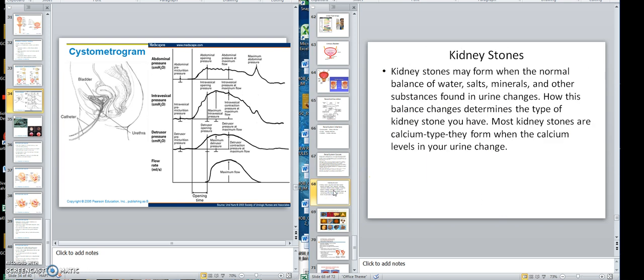What's up next? Kidney stones. Kidney stones may form when the normal balance of water, salts, minerals, and other substances found in the urine changes. How this balance changes determines the type of kidney stone you have. Most kidney stones are calcium type. They form when calcium levels in your urine change. So in other words, too high of solute and not enough solvent.